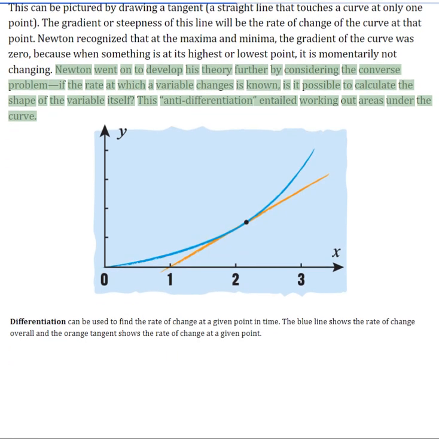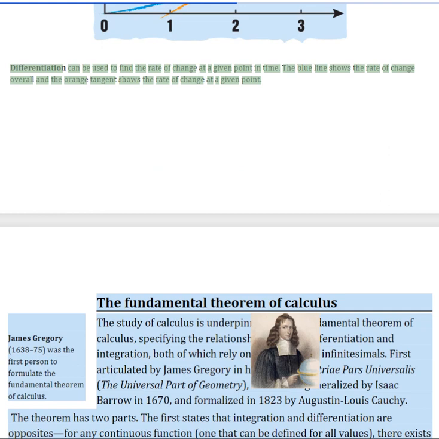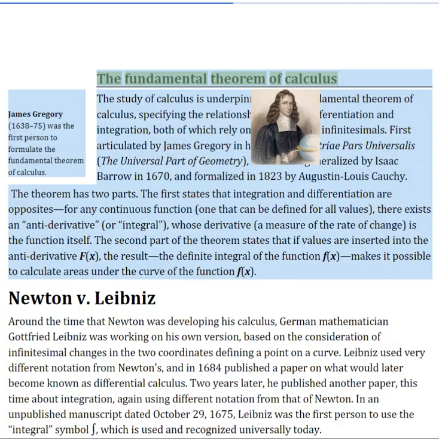Newton went on to develop his theory further by considering the converse problem. If the rate at which a variable changes is known, is it possible to calculate the shape of the variable itself? This anti-differentiation entailed working out areas under the curve. Differentiation can be used to find the rate of change at a given point in time. The blue line shows the rate of change overall, and the orange tangent shows the rate of change at a given point.